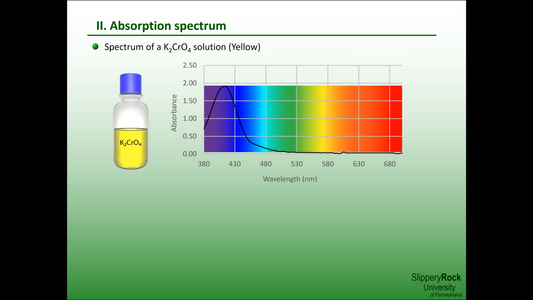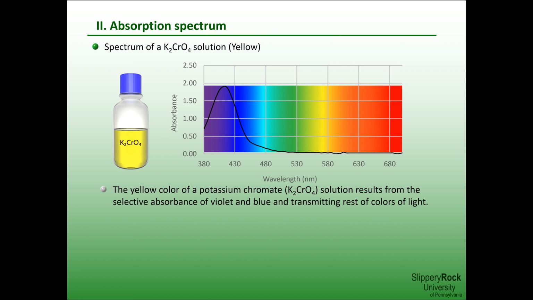Now, remember that the color we see in a solution comes from the light that is transmitted or reflected, not the light that is absorbed. In this case, because potassium chromate absorbs violet and blue light, the remaining colors, primarily yellow and red wavelengths, pass through the solution and reach our eyes. The combination of these transmitted wavelengths gives the solution its yellow appearance.